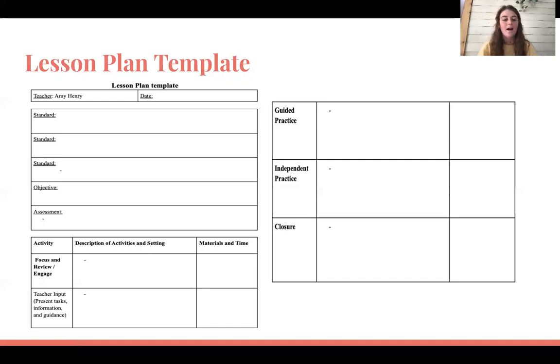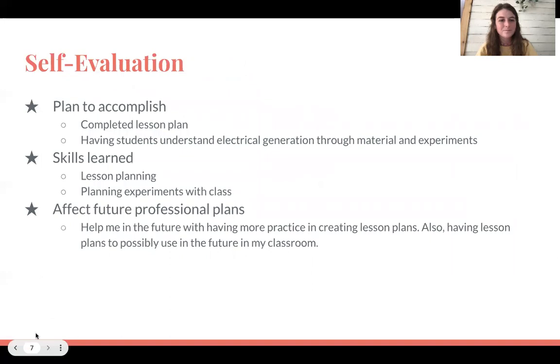And then we have the actual teaching part, what I want them to do today, the information, any of that. Then guided practice we'll do as a class, and independent they do by themselves. That will probably be most of the experiment. And then closure is just tying it all together at the end.